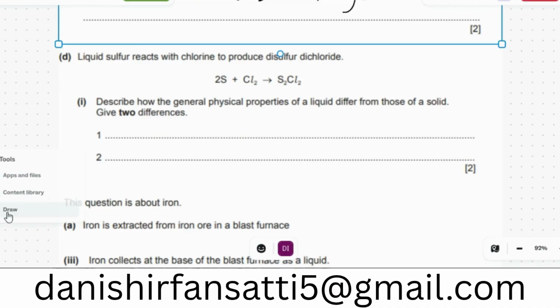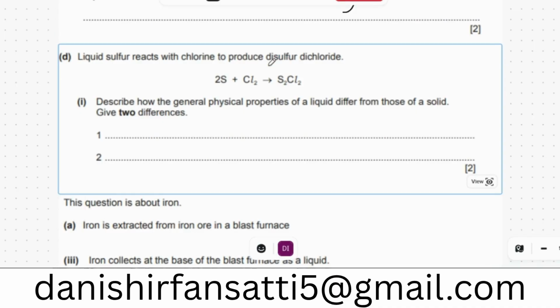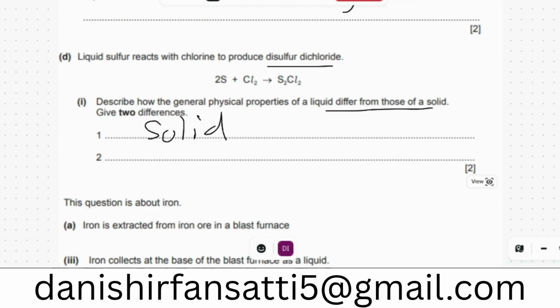Next part is: liquid sulfur reacts with chlorine to produce disulfur chloride. Describe how the general physical properties of liquid differ from those of solid. Okay, so we have to give an answer about the difference between liquid and solid. So solid has a definite shape, whereas liquid doesn't. Okay, solid has definite shape, whereas liquid changes its shape according to the container that it is in.